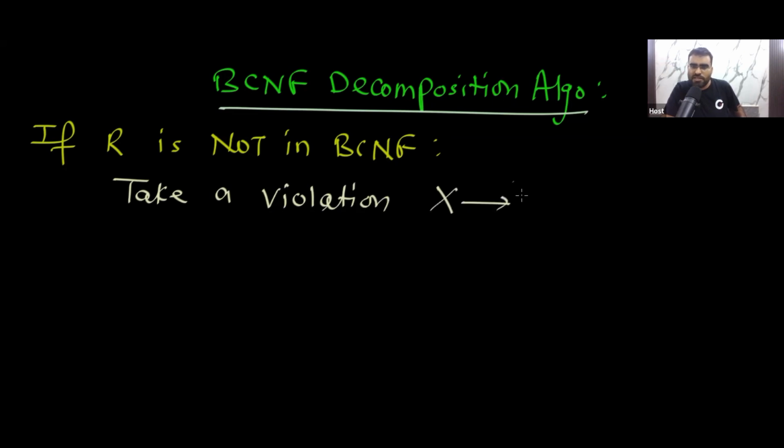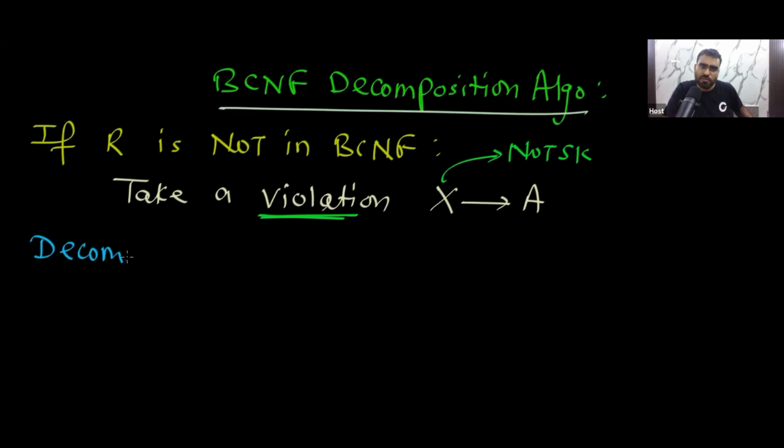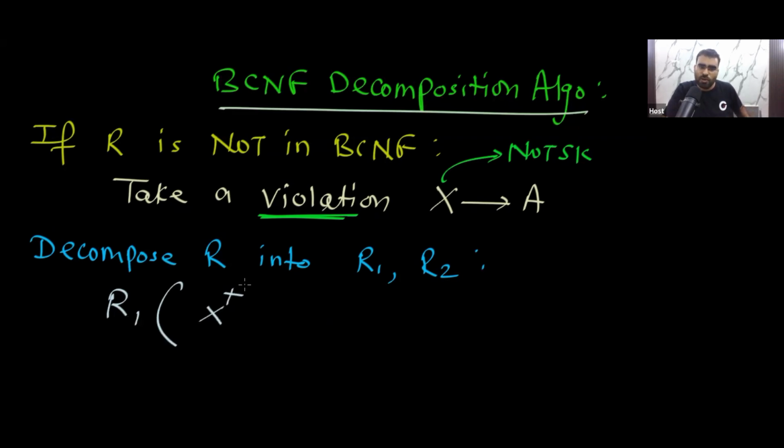For example, take a violation of this type: X determining A. It is a violation of BCNF, so X is not a super key. Now you need to find X plus, and decompose R into R1 and R2. R1 will have X plus.